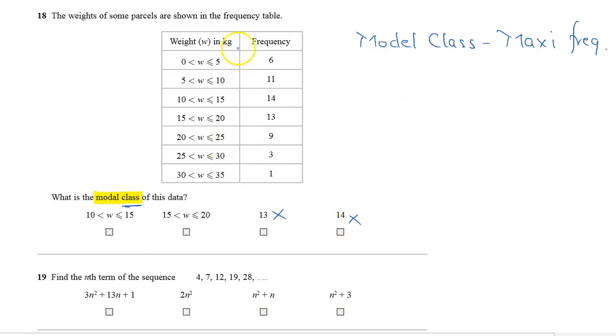This is a modal class. Now we have to see. The maximum frequency here is 14. So this is the modal class. The corresponding class to the highest frequency is the modal class, 10 to 15. So this is the answer.